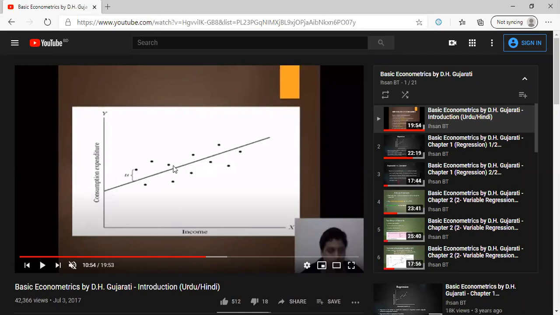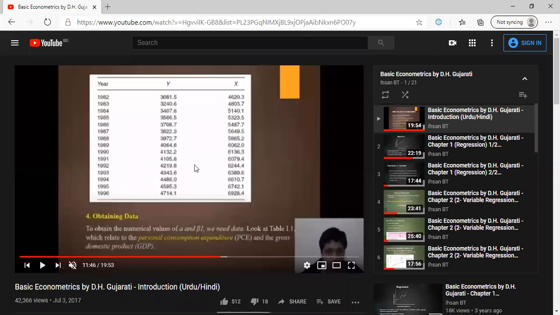We examined that in the last class. Here, one Y, here, another value. X is increasing, but Y is decreasing here. So that kind of thing can happen, and we will capture that. So these points are coming from this data set. You see, this is over the years, from 82 to 96. Here is consumption, here is income, from the real life data.